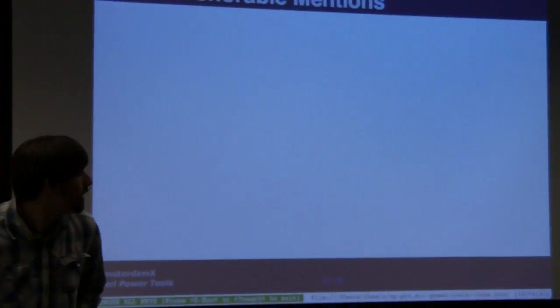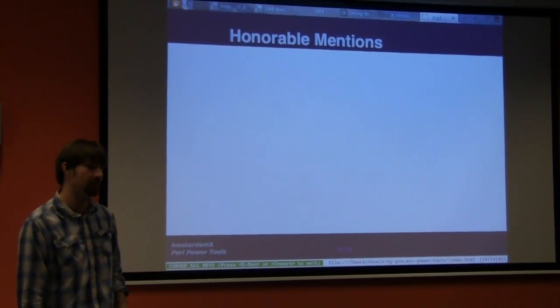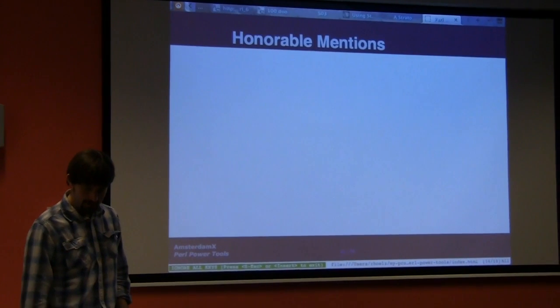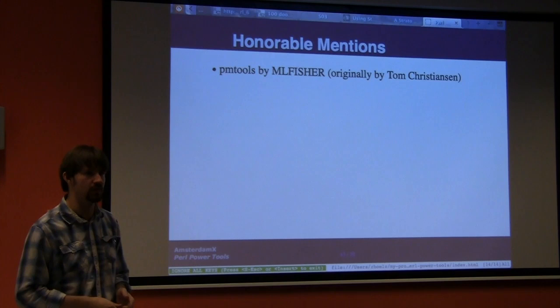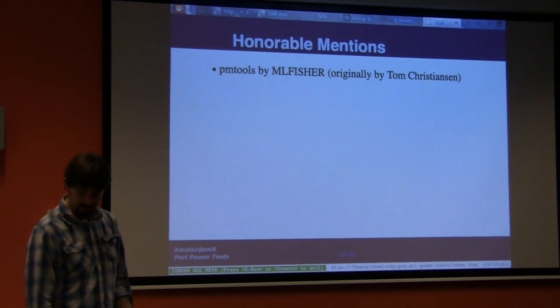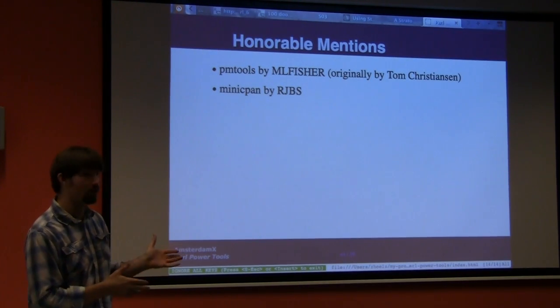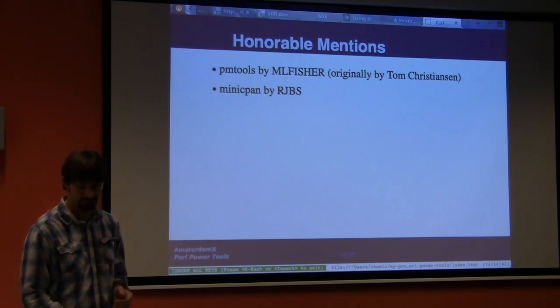All right, so I had a lot of tools that I considered for this talk. Unfortunately, not everyone made the cut for the full treatment. So here I'm going to go through my honorable mentions. There's pm-tools, which is a set of command line tools that allow you to ask, where is a module? What version of a module do I have installed? That kind of stuff. You've got MiniCPAN, which allows you to have a mirror of the CPAN on your local hard drive. Very handy if you want to do some hacking on a train with really crappy Wi-Fi.